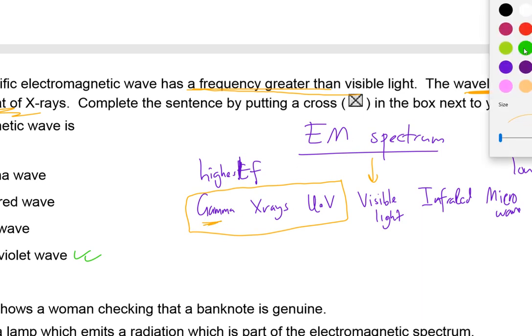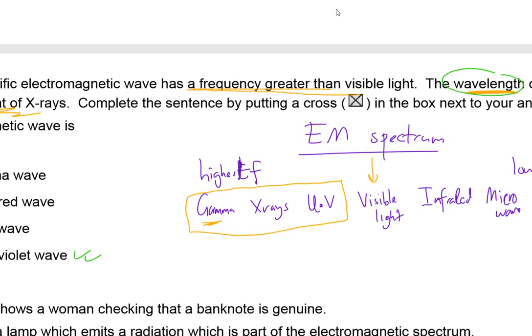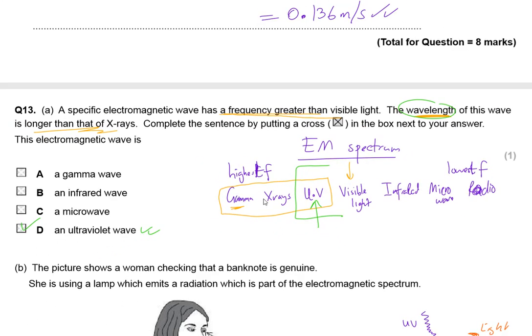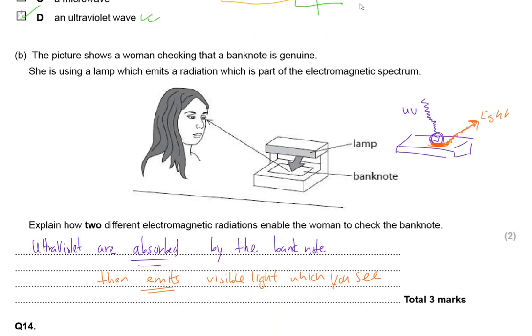Okay. Next, we need a wavelength that is longer than X-rays. So X-rays here, so longer than X-rays is going to be this part here. Therefore, the only acceptable answer is UV. Okay, so UV in this particular case, you can clearly see.